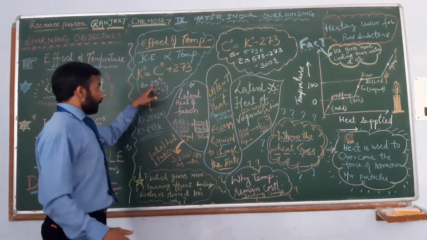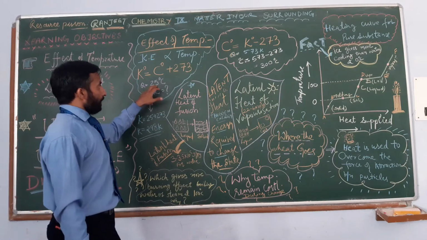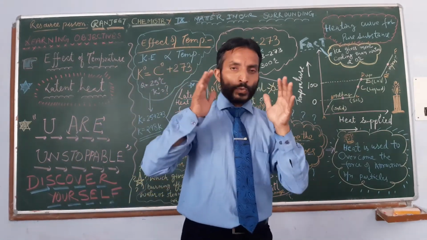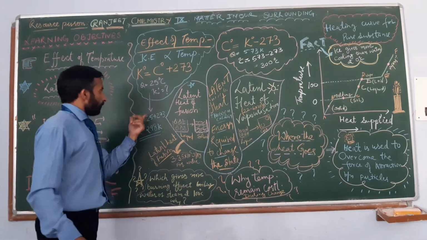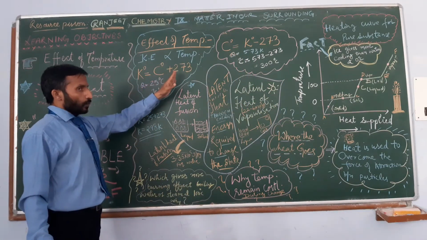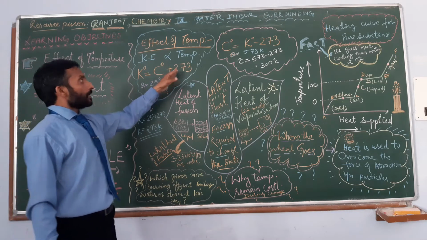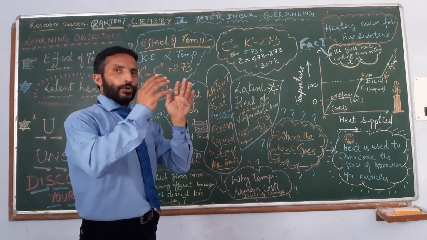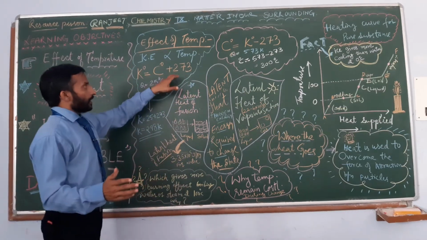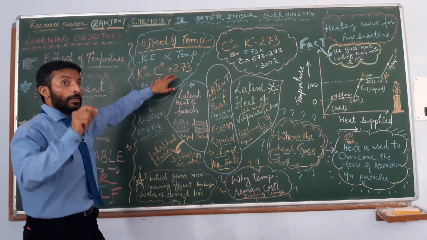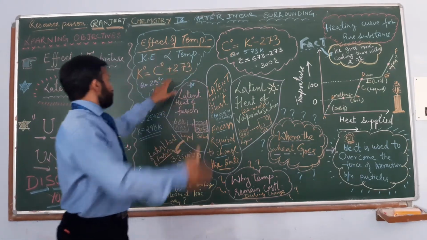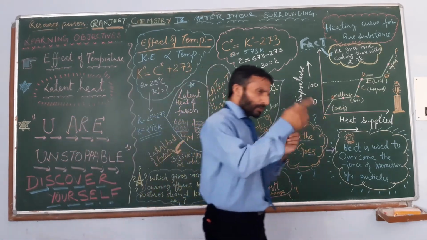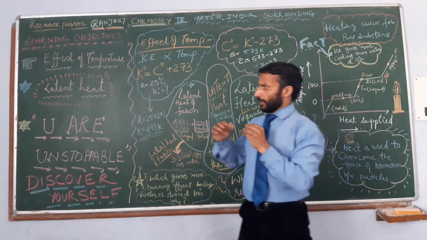So this is a question related to this. 25 degree centigrade I have to convert into Kelvin. So use the formula: degree Celsius plus 273. Why? Because 0 degree Celsius is equal to 273 Kelvin. So this factor I have to add when I convert degree Celsius into Kelvin. So 25 plus 273, we get 298. So this way we can understand.